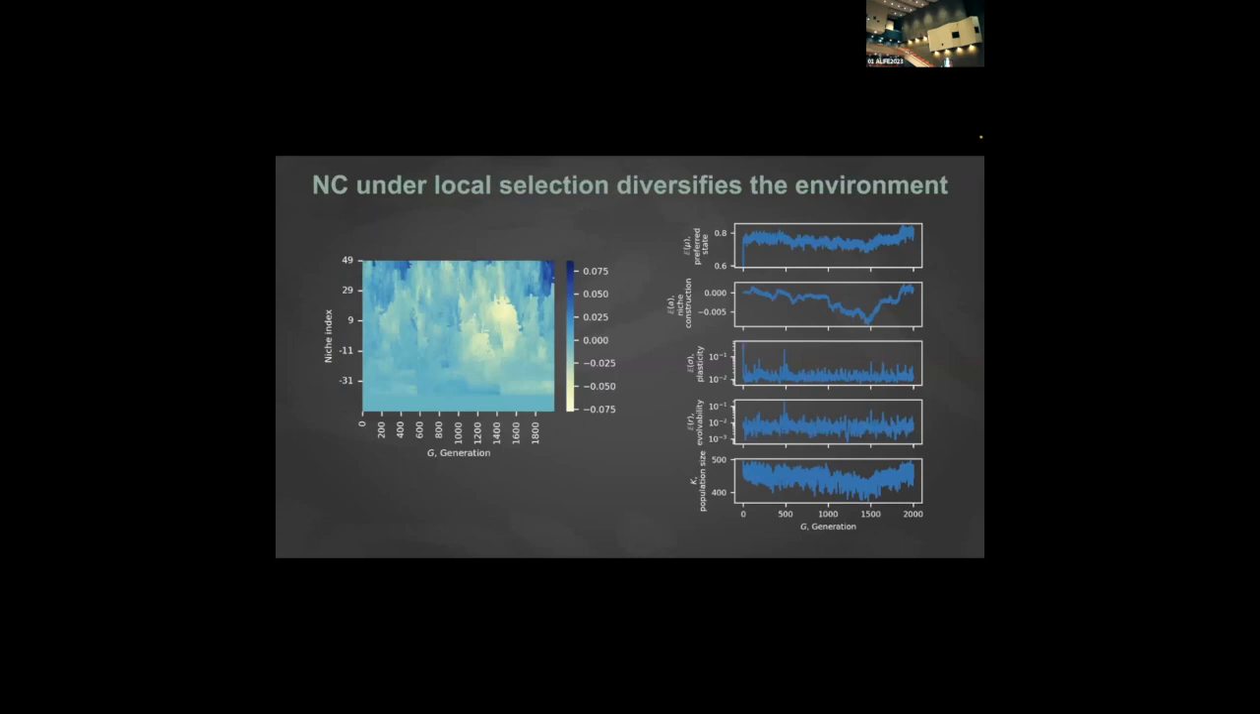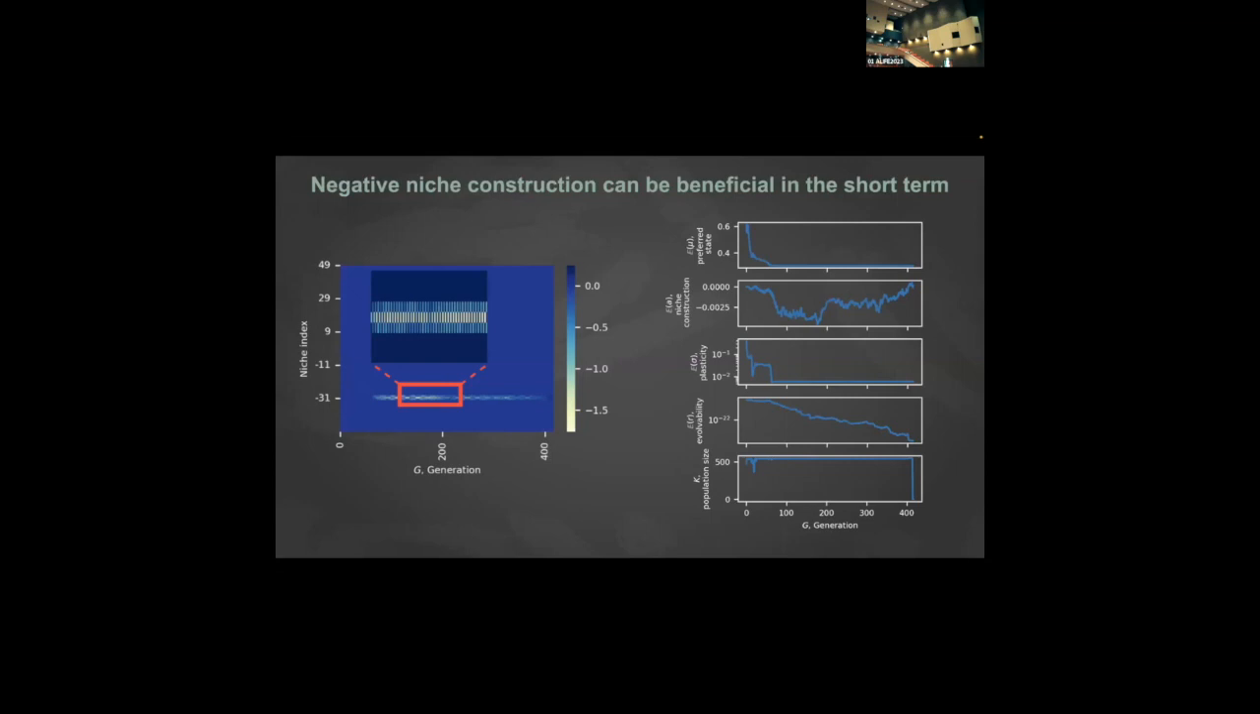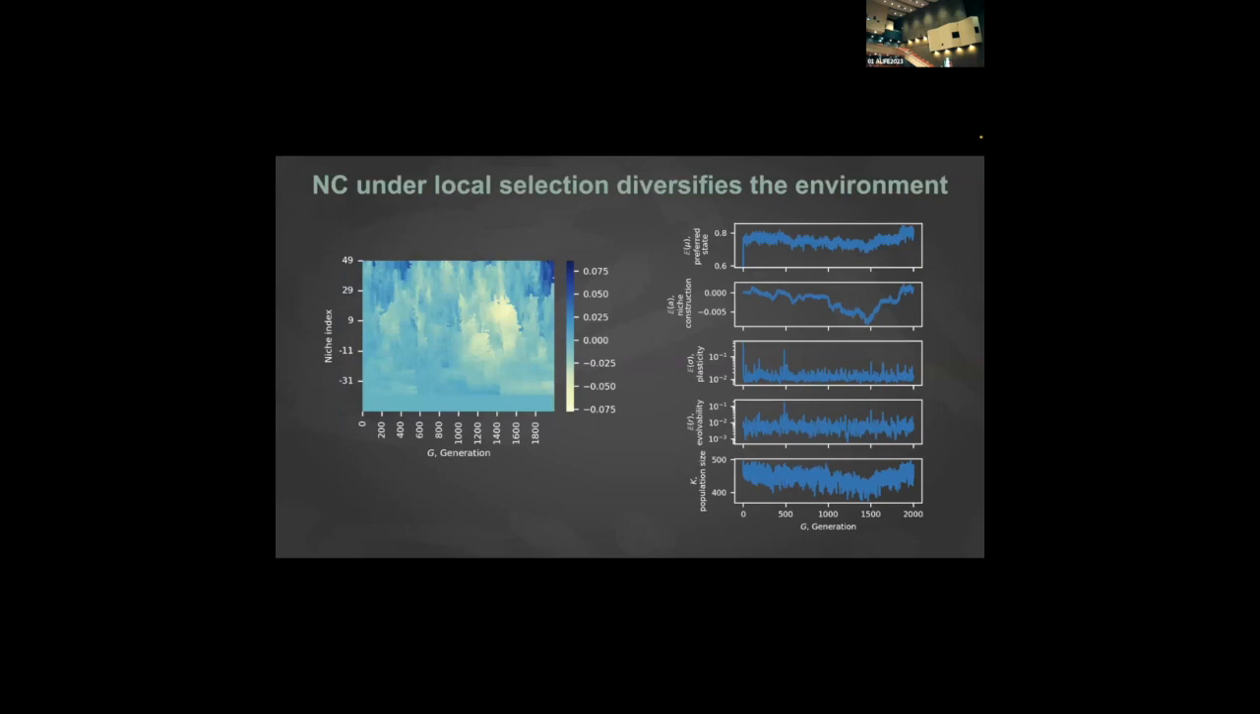And this is the case of local selection, where we see that the heat map looks qualitatively different. Here, everyone was gathered in a narrow area of the world, and here we have them spread out. We have parts where there's positive niche construction and negative niche construction, and there's variability with time.